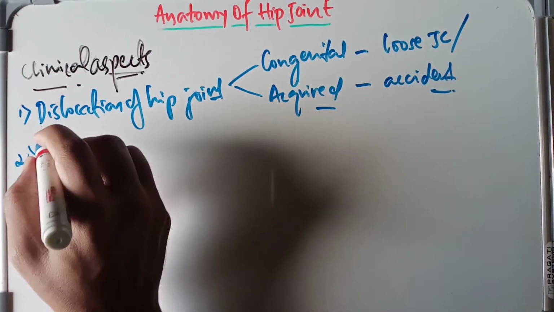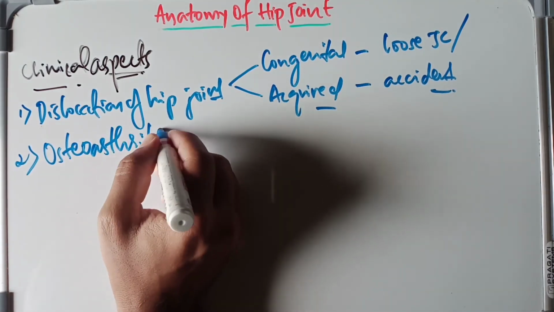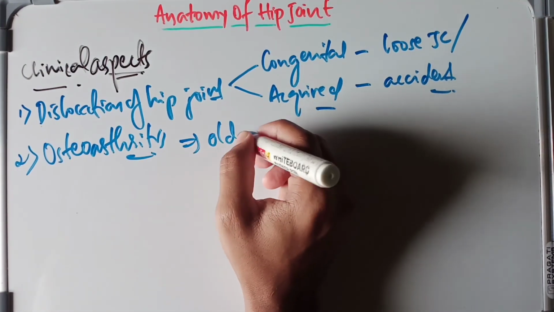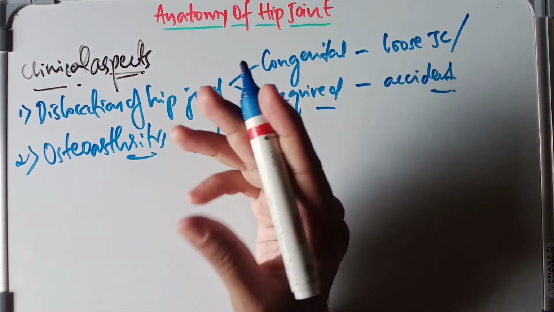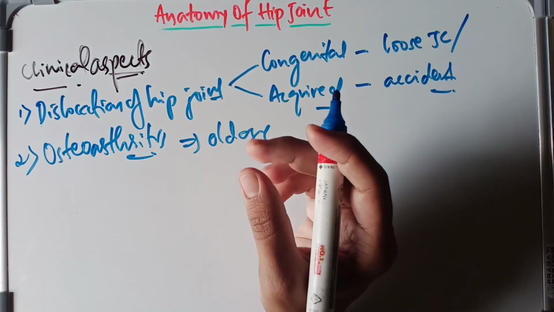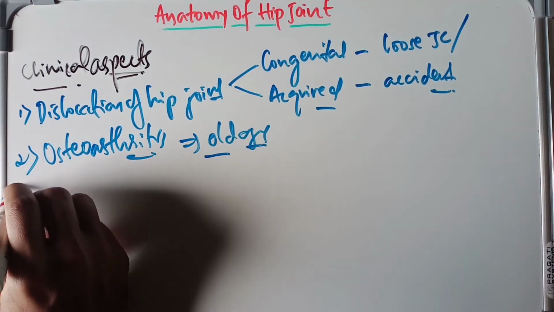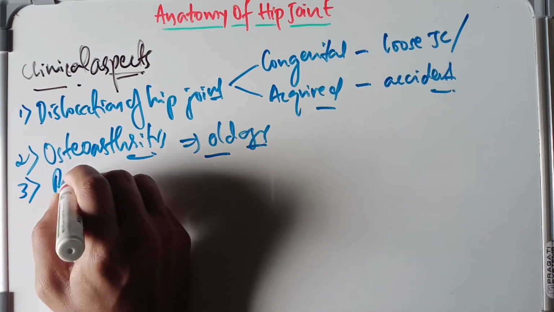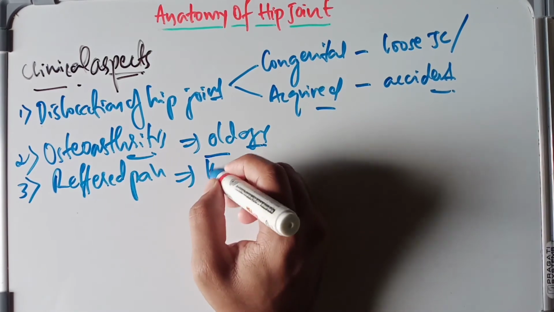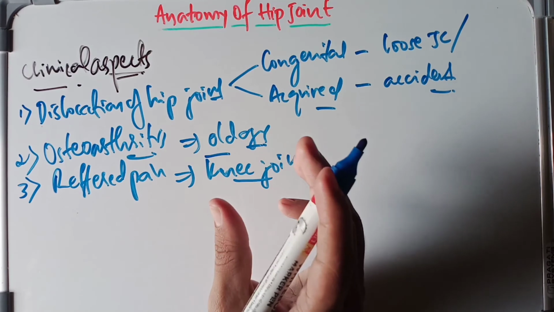The next one we will discuss is osteoarthritis. You know what osteoarthritis is, right? It is a disease of old age, characterized by the growth of osteophytes, which eat the bone, making it grating and painful. So this is about osteoarthritis. And sometimes we have referred pain from the hip joint, which can go all the way down to the knee joint as well.